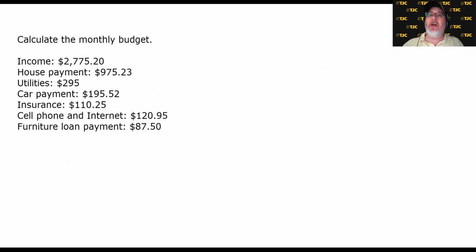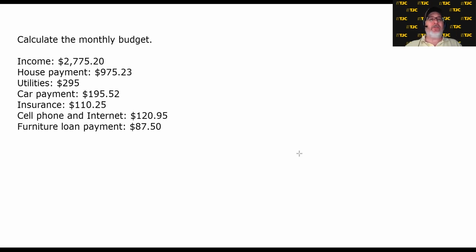One we're going to do here, and the other one I'm going to show you how you can use Microsoft Excel or any equivalent spreadsheet. All right, let's calculate the monthly budget. Our income is $2,775.20 per month. Well, we can assume monthly since it didn't say otherwise. We can also assume net.